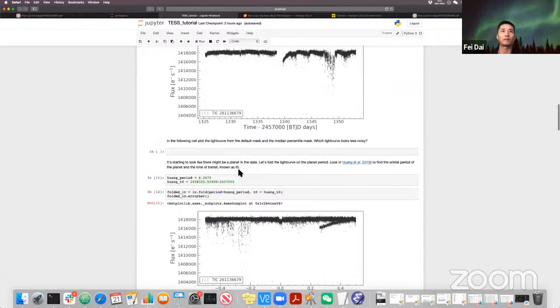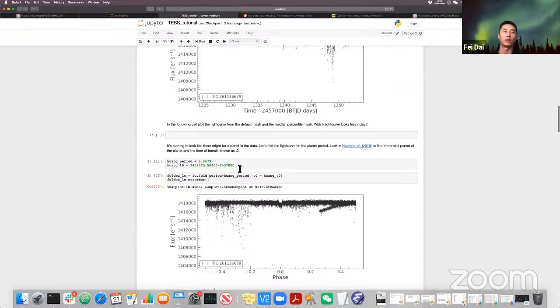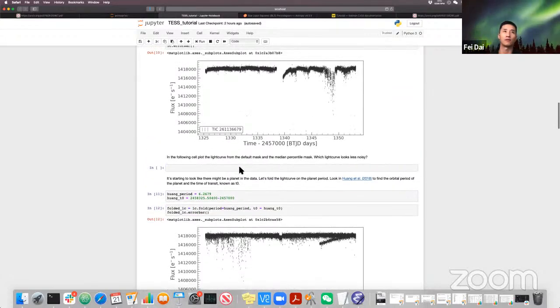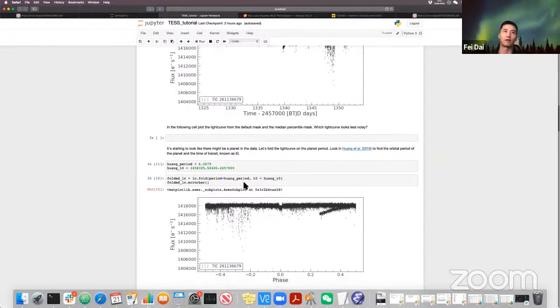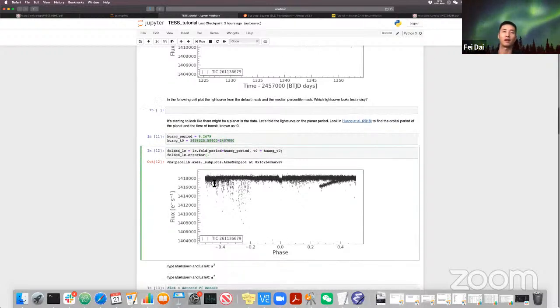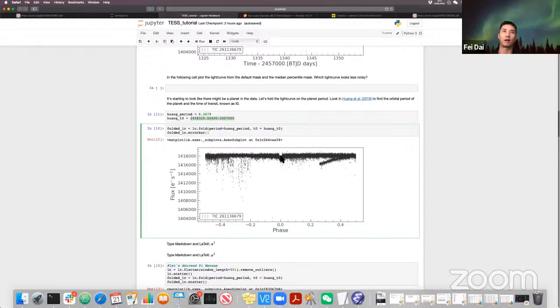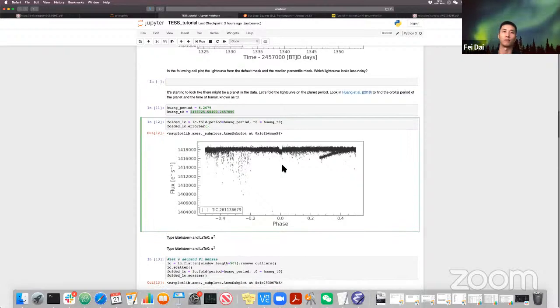All right, moving on. One simple thing we can do is, since we know there's a planet here, phase fold the light curve at the known period, which is about 6 days, and we know the time of the first transit. And this part where you see a constant dip, where the flux level is systematically lower compared to other parts, corresponds to the transit of the planet.